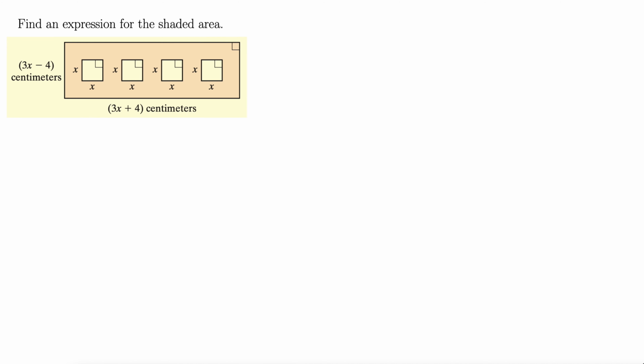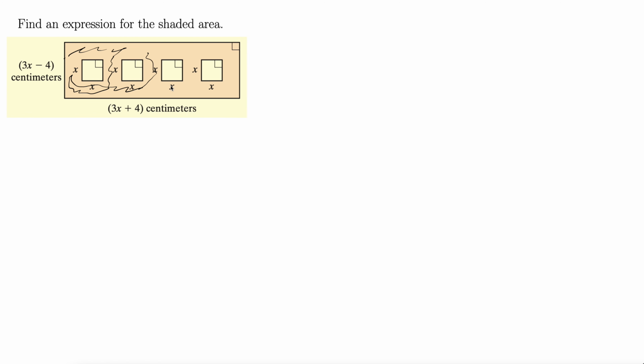Well, here our goal is to find an expression for the shaded area, and it gives a diagram with a whole bunch going on here. Let's see, the shaded area is kind of this orangish region here with these yellow squares stamped out of it, right? So the area we're interested in is all this orangish looking stuff throughout this whole thing.